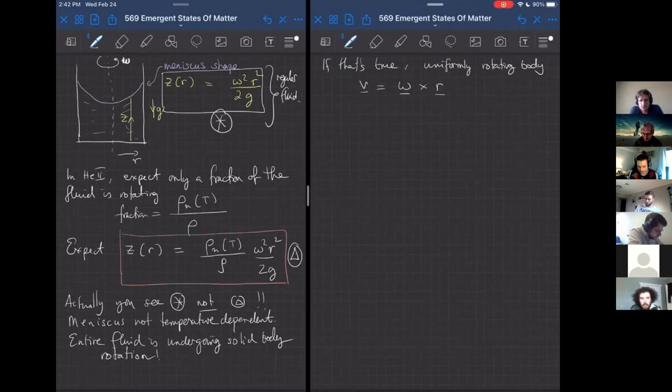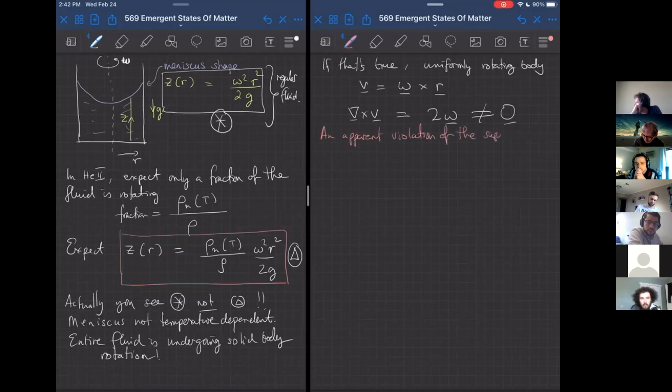And why is this surprising? Well, if I take the curl of this expression, so I take the curl of V, then you just use the formula for curl, and you can work it out. And so what you get is you get 2 omega, which of course is not 0. And so this seems to be, that this whole thing seems to be an apparent violation of the superfluid condition.